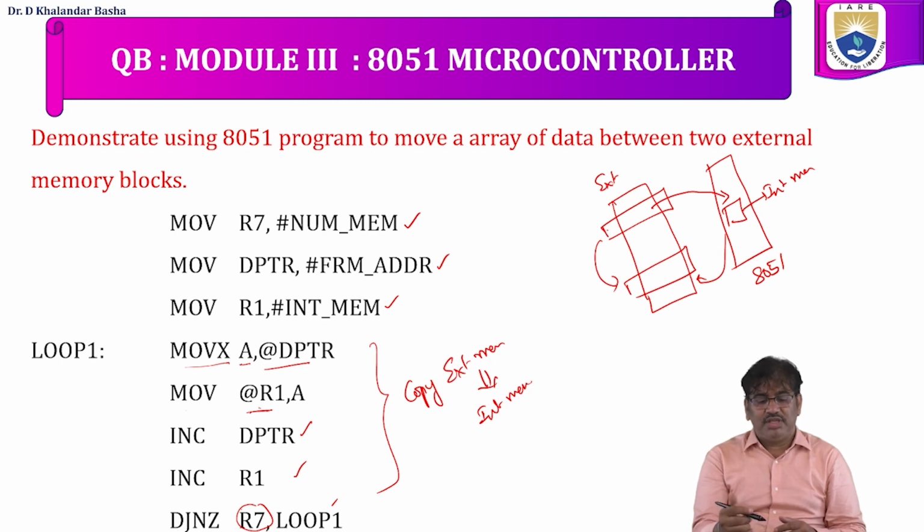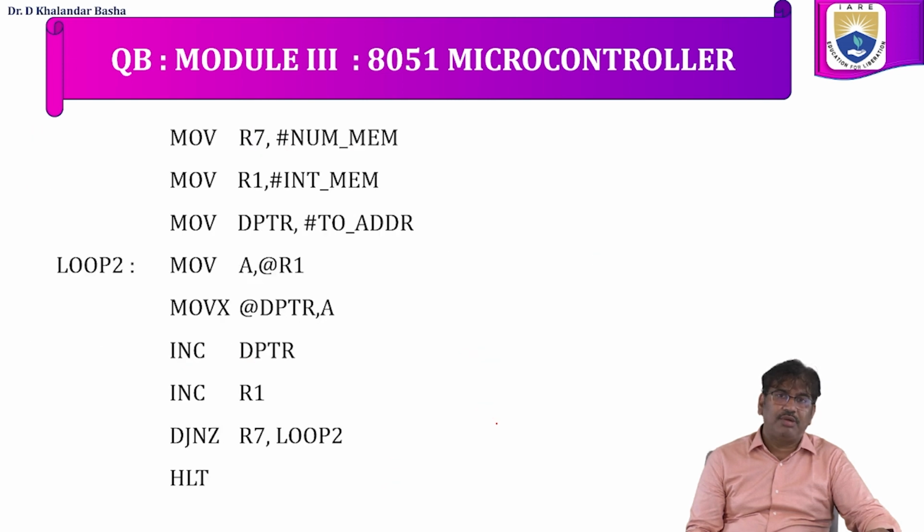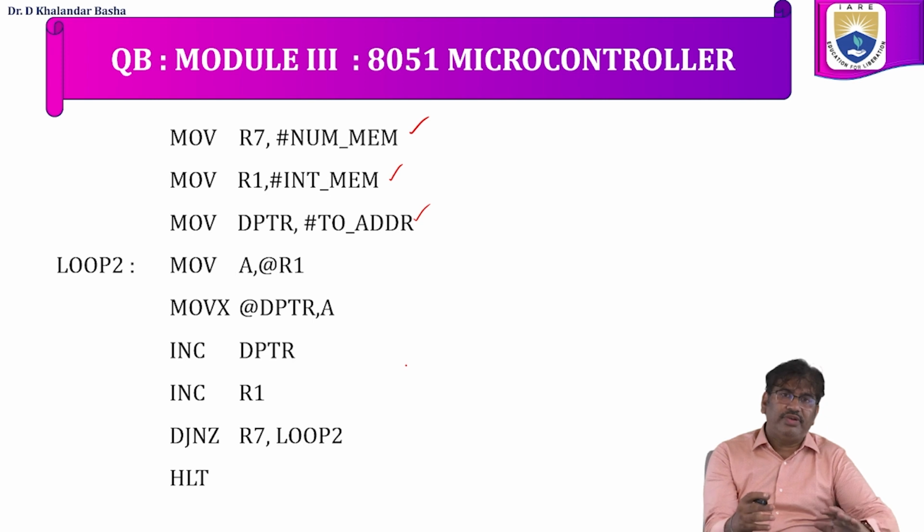The next task is to transfer from internal to external. So again we will load R7 with the number of memory locations, R1 with the internal memory address, and DPTR with the target address. Now we will fetch the data from the internal memory to the accumulator by using MOV A, @R1. Now this accumulator content will be moved to the external memory by using MOVX @DPTR, A. Next, for pointing to the next memory location, increment DPTR and increment the R1 register.